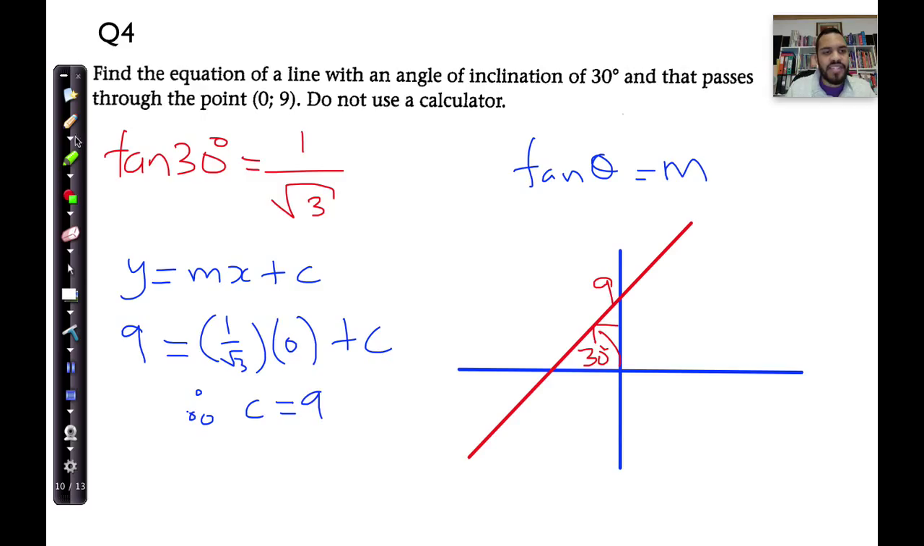Now this gives us the equation of the line because we have c and we've got the slope, so we can say that y is equal to 1 over root 3 multiplied by x plus 9. And there we go. That's question number 4 in our revision series. So in this lesson we dealt with, again, the equation of a line and also angle of inclination.